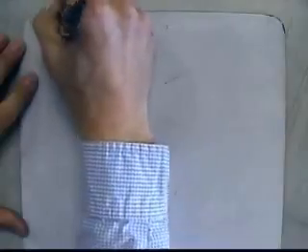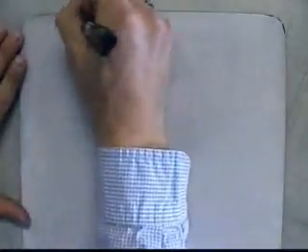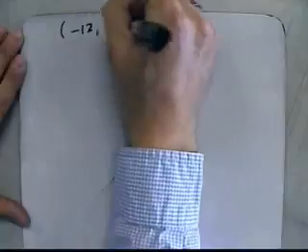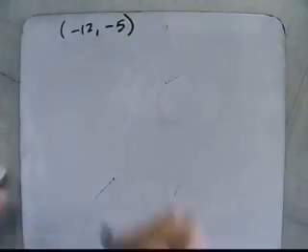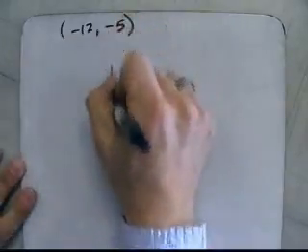Let's say my point now is going to be, I got it written down right here, sorry, negative 12 and then negative 5. Okay, so let's say I'm given the point negative 12, negative 5, and I want to find the 6 trig functions for this point right here. Well, the first thing you can do is graph it. So if I were to graph this point right here, let's just go ahead and graph that.